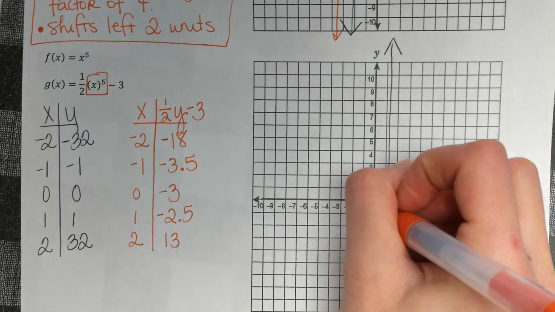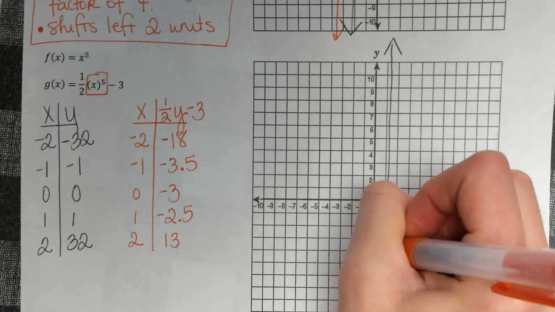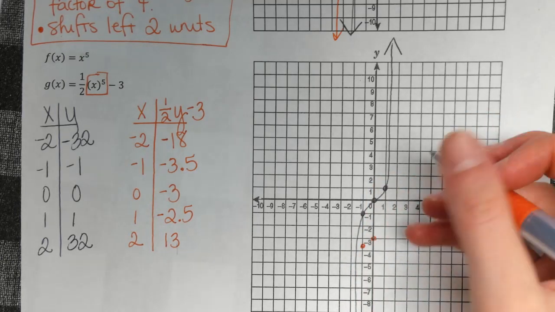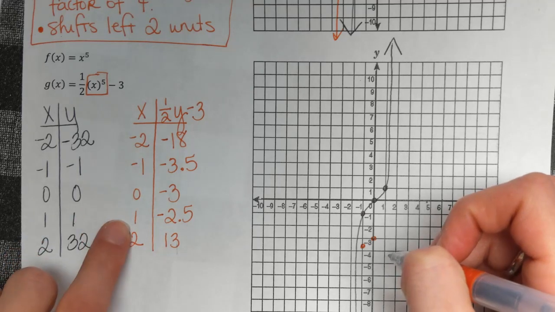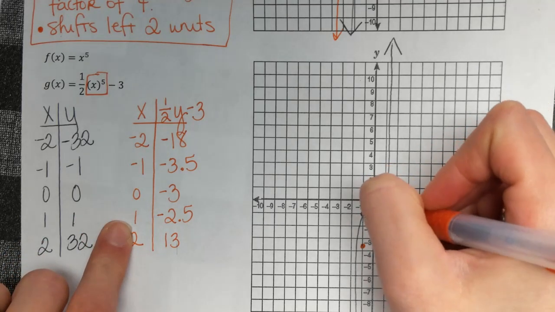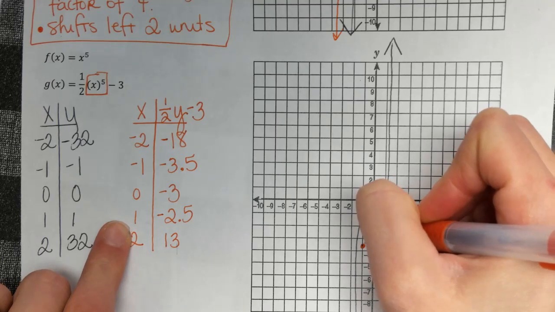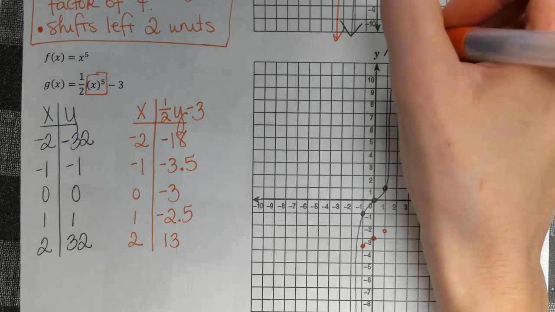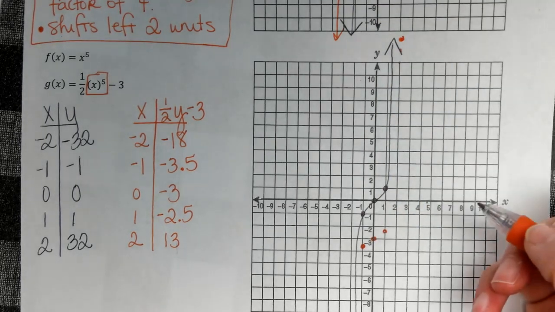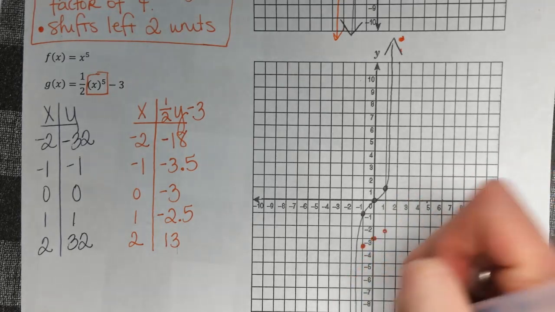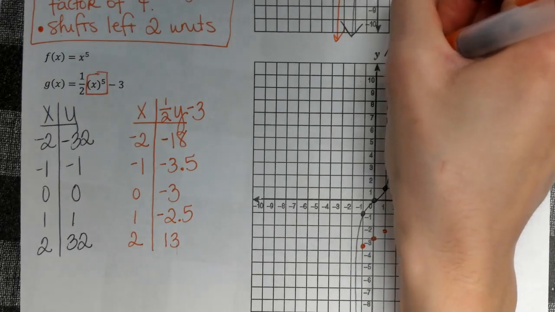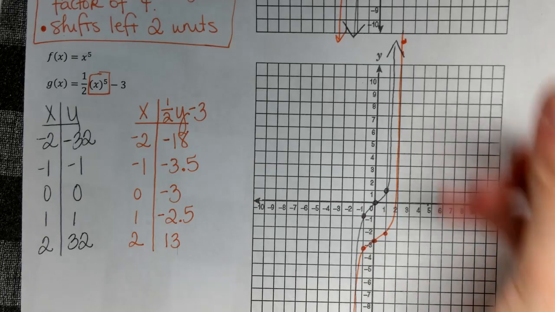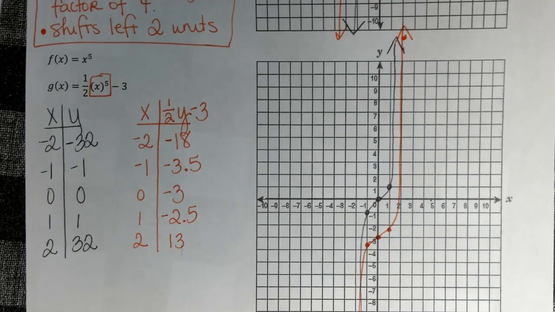So I'm going to plot my -1, -3.5, 0, -3, 1, -2.5, 2, 13. If this is 11, 12, 13 just looks like it's up there. -19, I'm not going to try to do. Make sure you put your arrows.